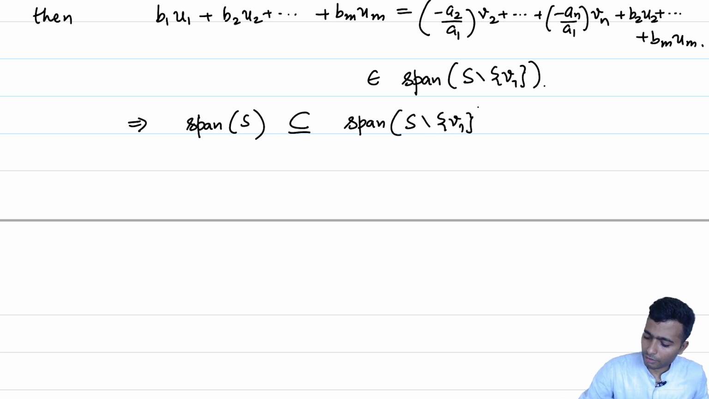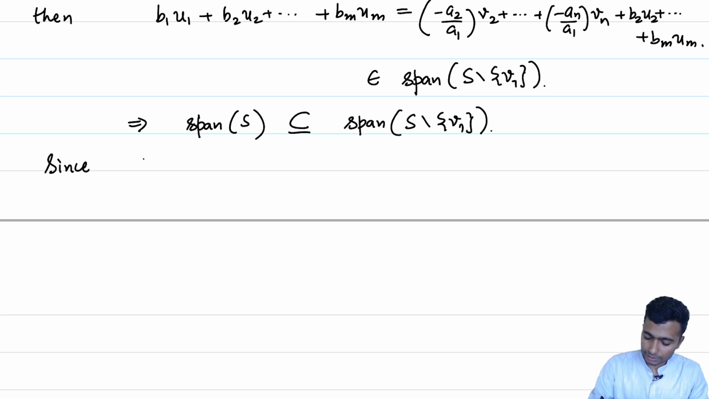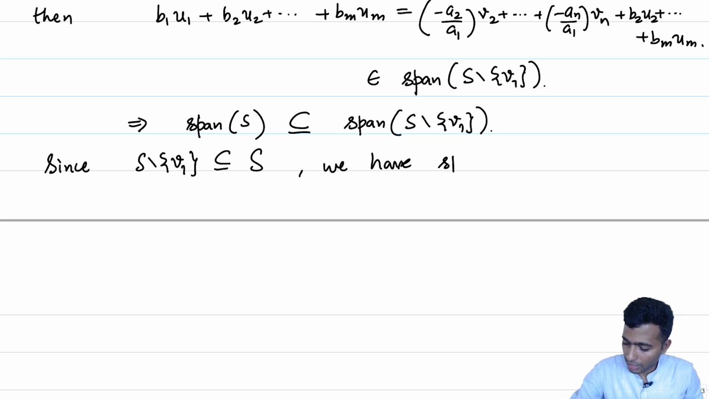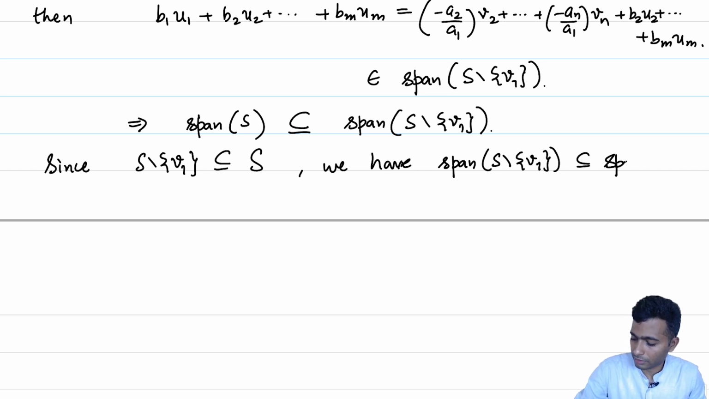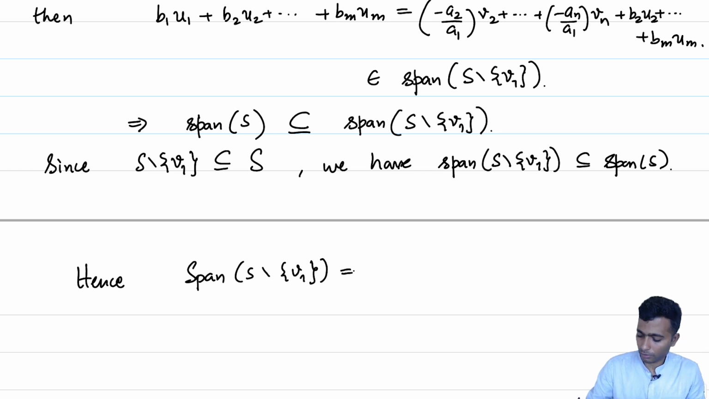But span of S minus v1 will always be contained in the span of S, because S minus v1 is a subset of S. Since S minus v1 is contained in S, you look at any linear combination in S minus v1, it should necessarily be a linear combination in S. We have the reverse inclusion, span of S minus v1 is contained in the span of S. Hence, we have proved span of S minus v1 is equal to the span of S.